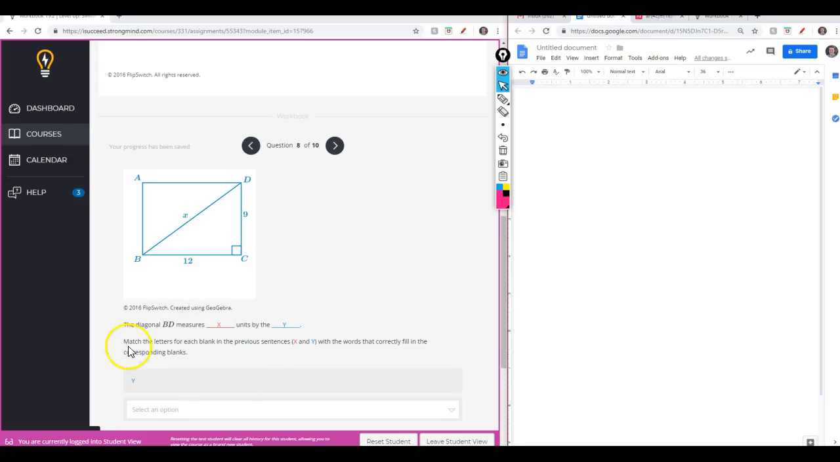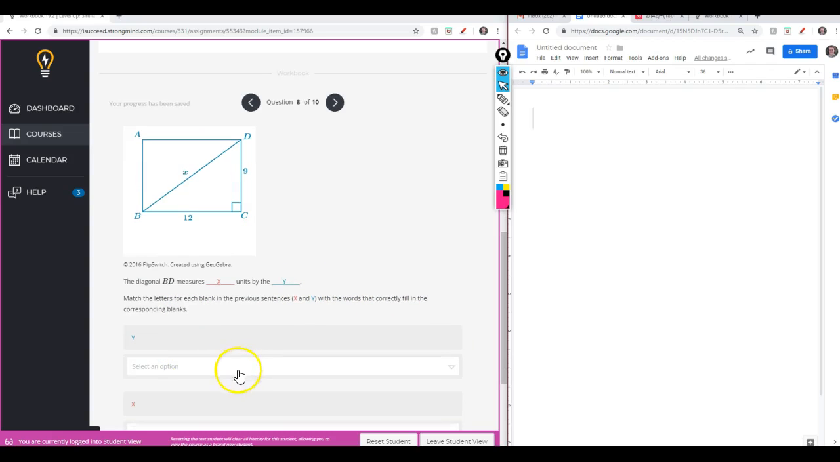All right, question 8. Match letters for the diagonal distance BD measures blank units by the blank. Match letters for each blank in the previous sentence, X and Y, with the words that correctly fill in the corresponding blanks. Okay, so I'm noticing this is something, if you take nothing from geometry, this is the one thing to take.